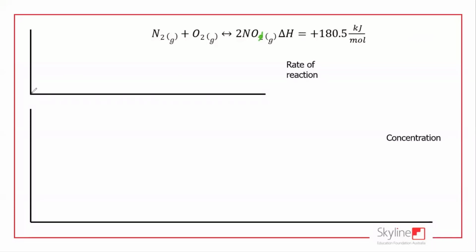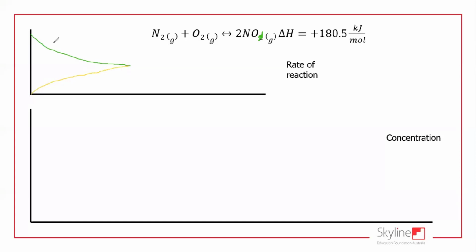So we start off with a lot of reactants. So I'm just going to draw in green our rate of reaction of our forward reaction. We start off with a really high rate of reaction because they're the only chemicals around. But as we consume more and more of them, our rate of reaction slows down because there's less and less chemicals. Likewise, when we look at the backwards reaction, to begin with, we start off with no products, so nothing can happen.